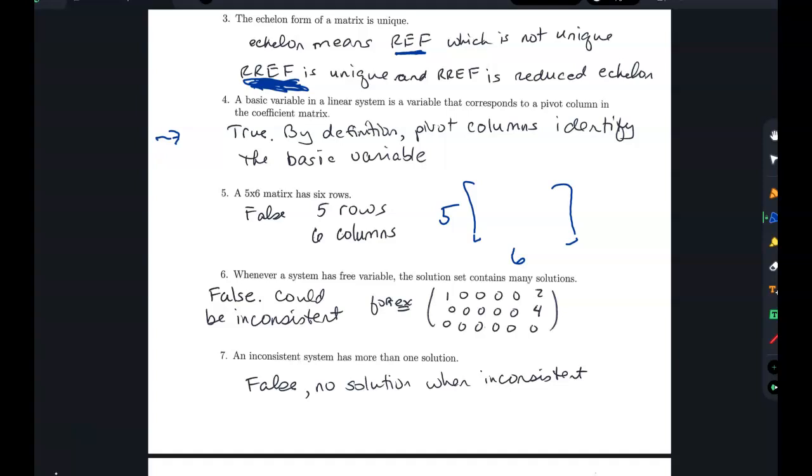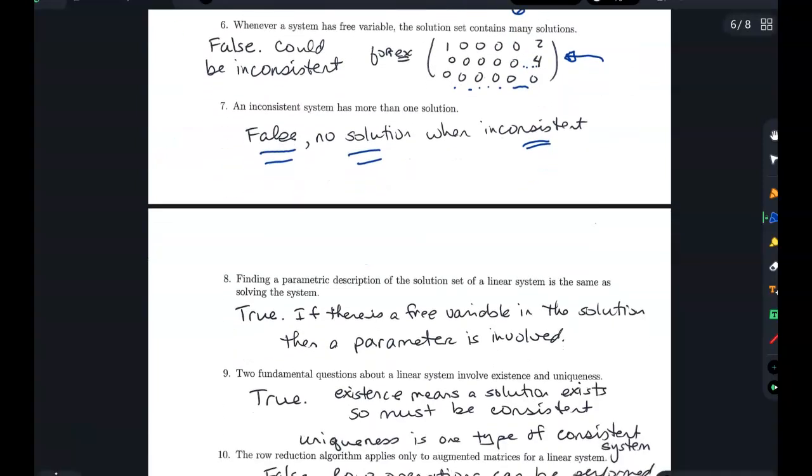Whenever a system has a free variable, then it contains many solutions. No, this is a place where I could have a free variable, but there's not many solutions. This second row here, if it's a system, that means it's augmented. This one tells me it's inconsistent. So an inconsistent system has more than one solution is false, because when it's inconsistent, that means there's no solution.